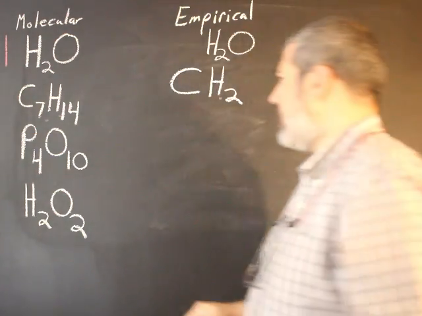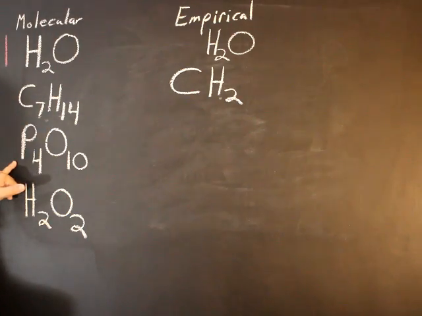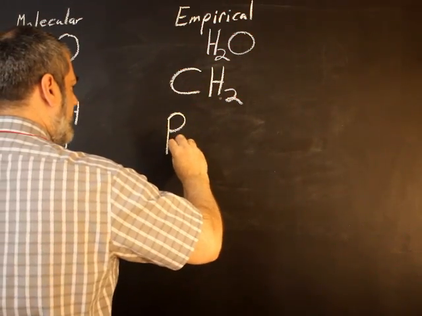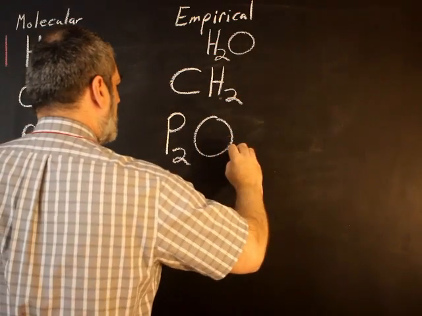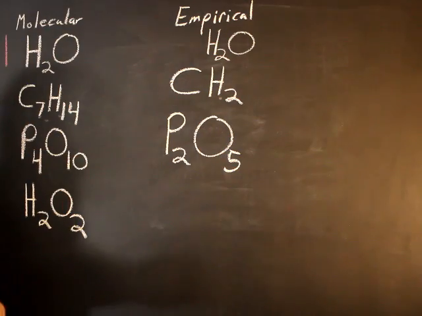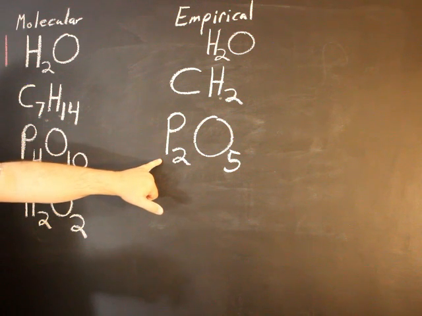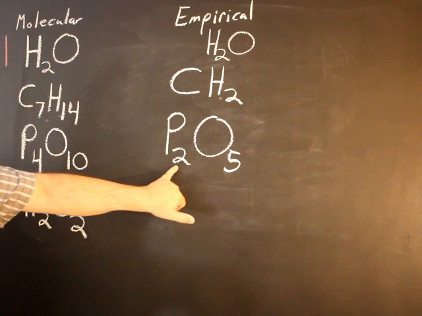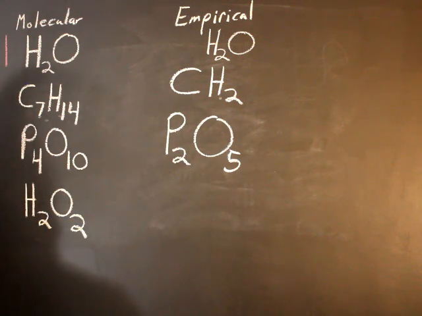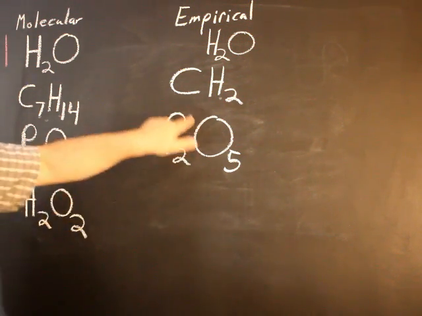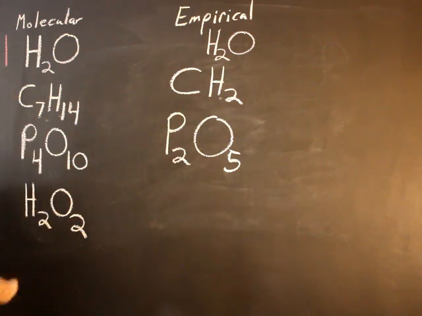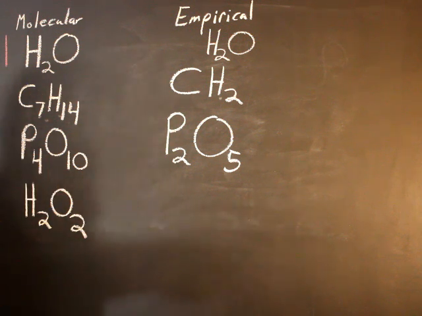P4O10, so in this case, we can divide by 2, so we can get P2O5. Again, I can't have a fractional atom, so I can't reduce the phosphorus to a 1 because then I would have a fractional value for oxygen. So again, don't think that your empirical formula always has to be a ratio of 1 to something else when you divide through. It's basically whatever that lowest common denominator is.